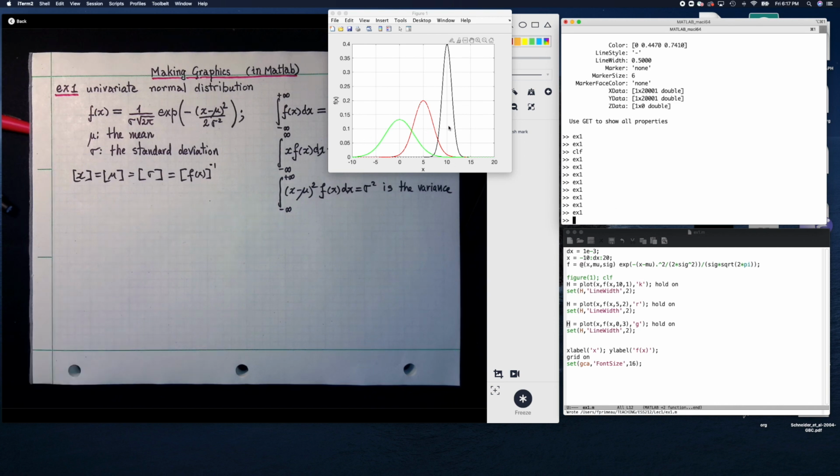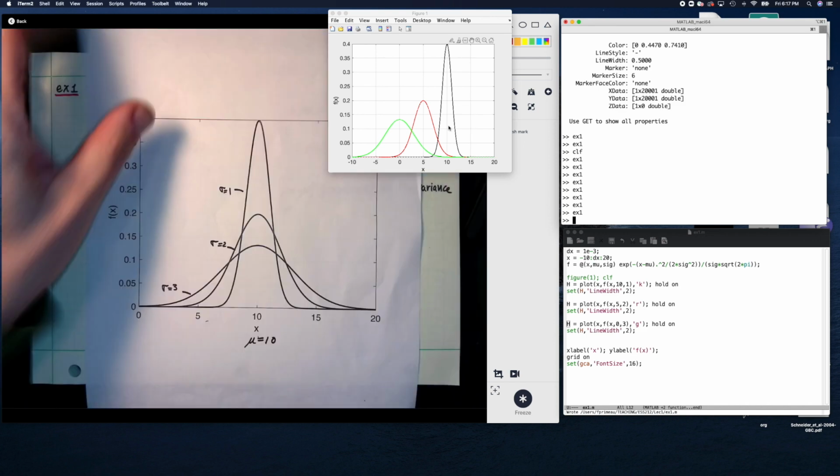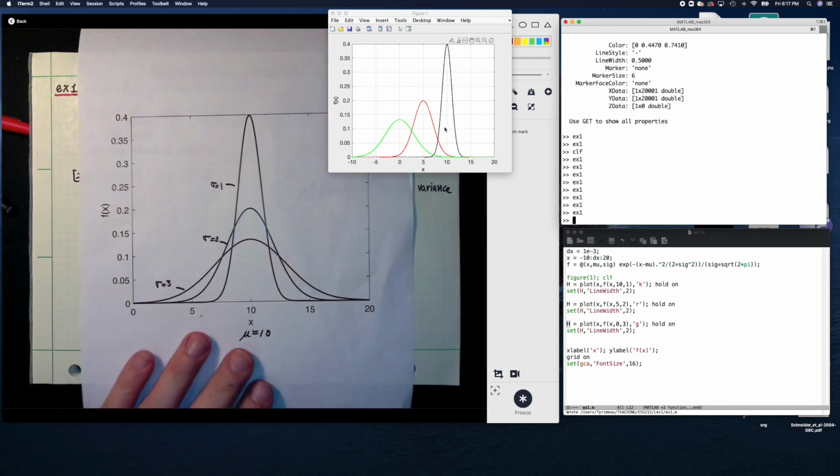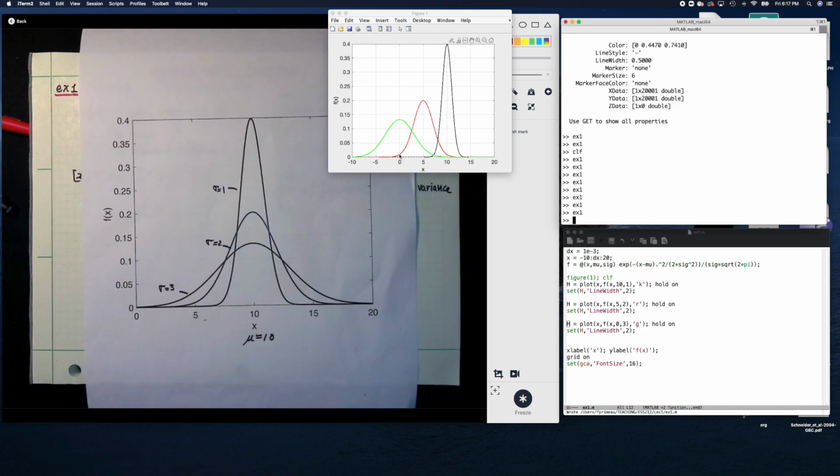It's very similar to the one that I showed you before, except now the location parameters are different. The very broad one has a location parameter of 0, a mean of 0. This one has a mean of 5, the intermediate one, and the last one has a mean of 10. Whereas in the one I showed before, it always had the mean of 10.